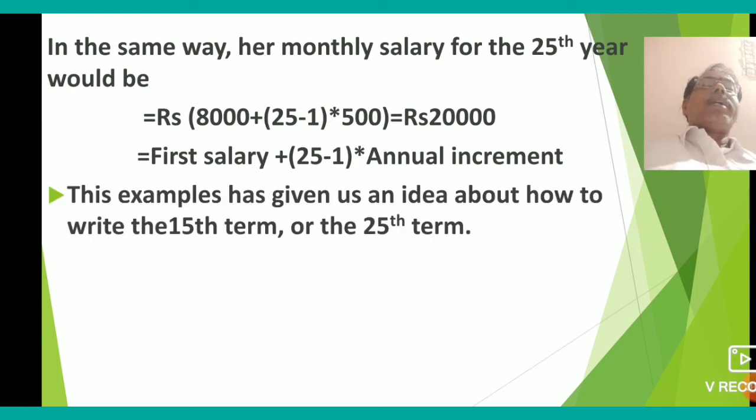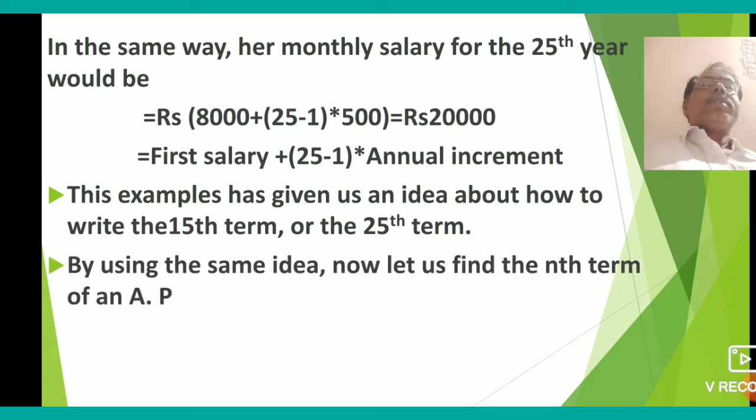These examples have given us an idea about how to write the 15th term or the 25th term. So we can easily find the 15th term or the 25th term by the process we already followed above. So by using the same idea, now let us find the nth term of an AP. AP means we are taking one general arithmetic progression, the general form of arithmetic progression. By that way, we can find the formula of the nth term.